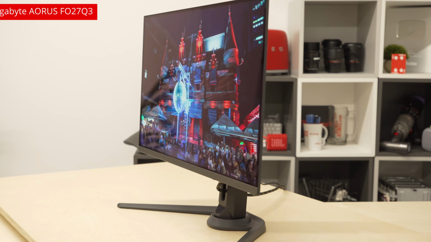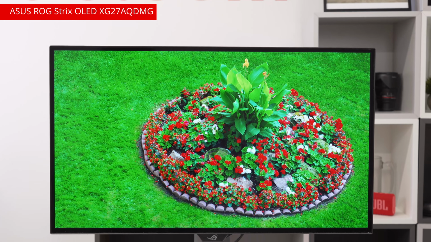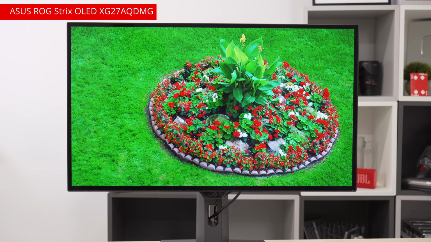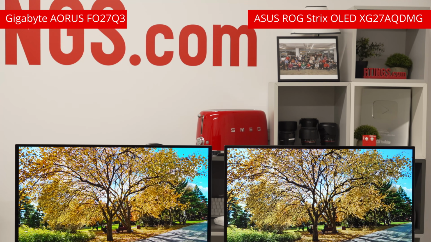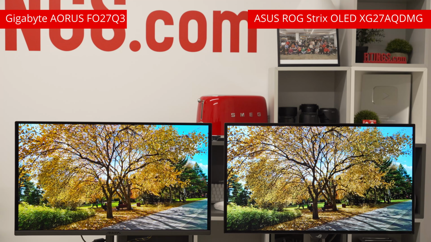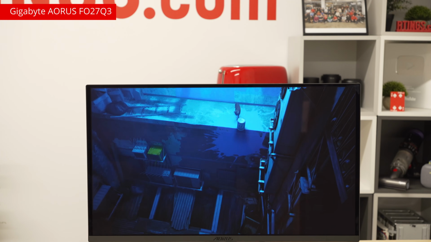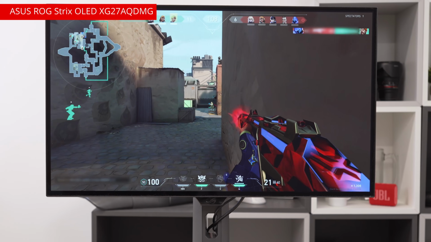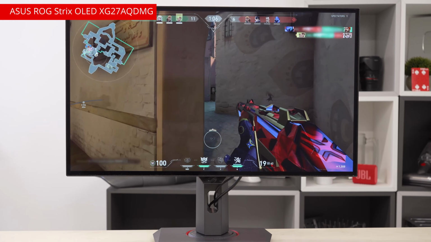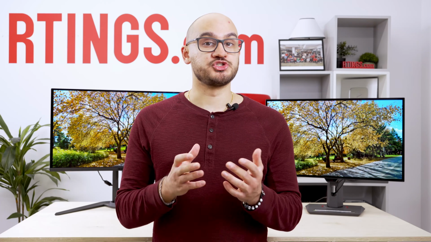Today we're comparing the Gigabyte AORUS FO27Q3 and the ASUS ROG Strix XG27AQDMG. They're both 27-inch OLED gaming monitors with a 1440p resolution, but they don't have the same type of OLED panel. The Gigabyte is a QD-OLED with a 360Hz refresh rate, while the ASUS is a WOLED with a 240Hz refresh rate. So what does this all mean for any differences between them? And which monitor should you get?